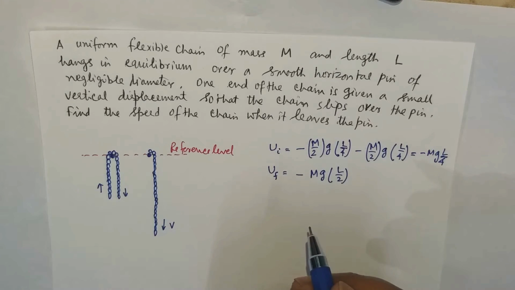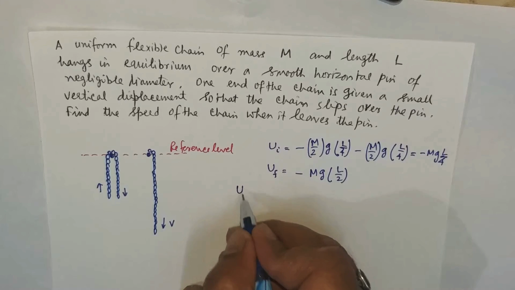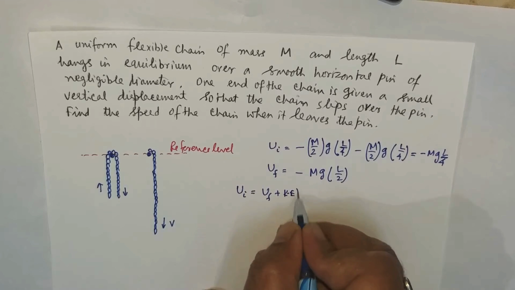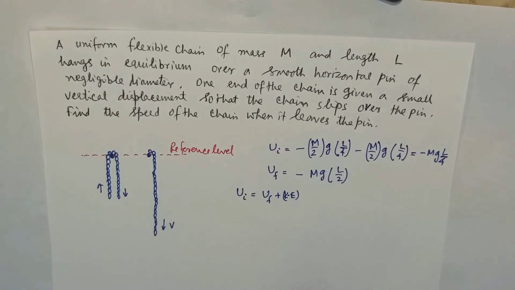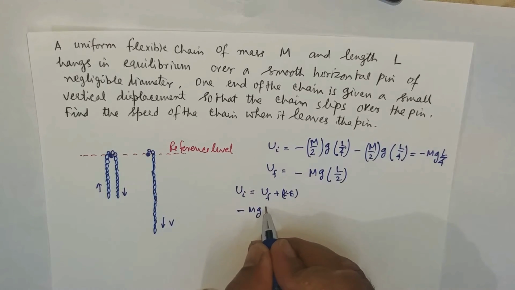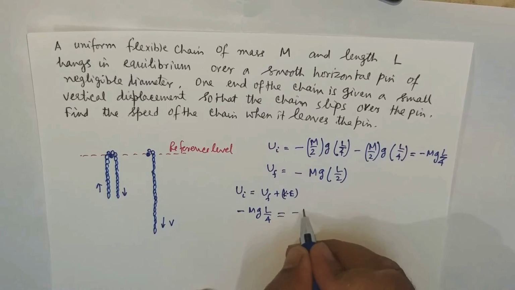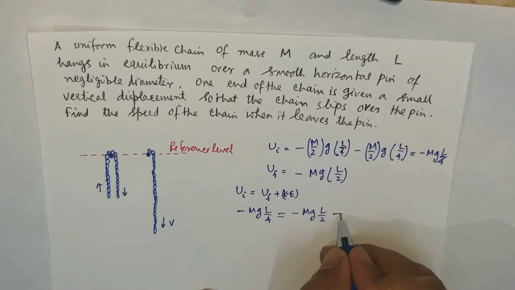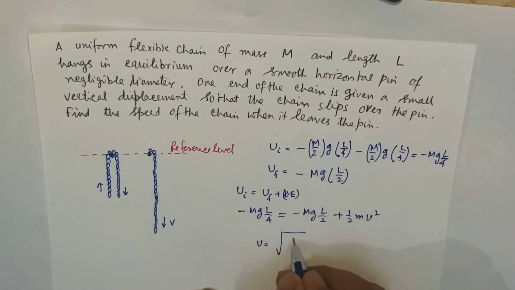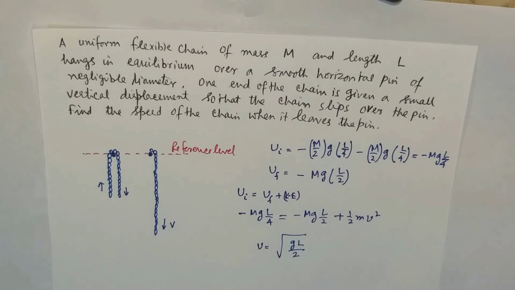Now using the principle of mechanical energy conservation, initially there was no kinetic energy, and the final energy is Uf plus the kinetic energy when it is just moving at this moment with a velocity v. So let's put in the values. It is equal to minus mg into L by 4, and this is minus mg into L by 2 plus half mv square. Simplifying it, we have v is equal to root over gL by 2. This is the speed of the chain when it has become completely vertical in one line and one end of the chain is just about to leave contact with the pin.